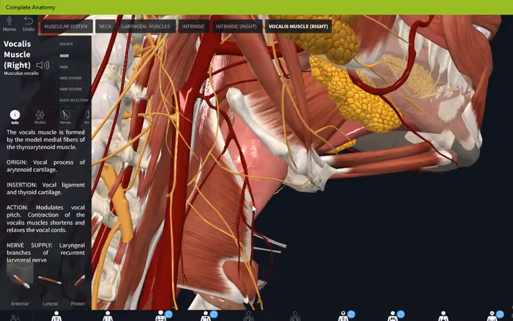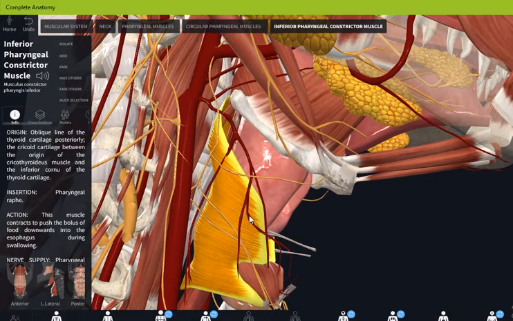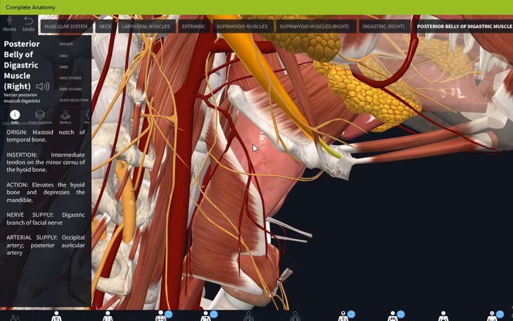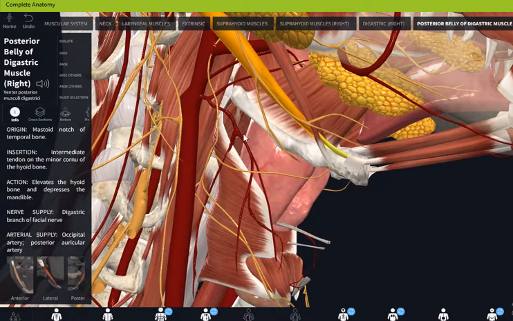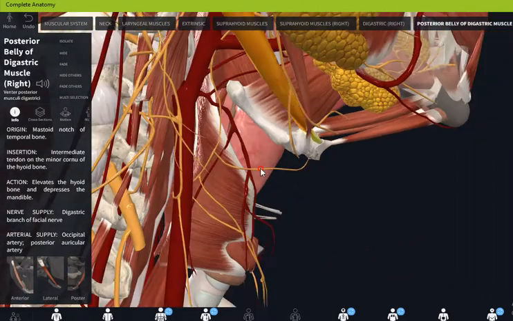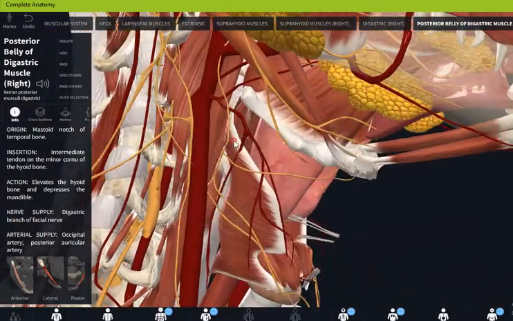Now the pharynx will consist of these constrictors. We have this constrictor, which is going to be called the inferior pharyngeal constrictor. We also have a superior pharyngeal constrictor, which will be found above here. And we have the medial pharyngeal constrictor. So these are the different pharyngeal constrictors which can be found on the pharynx.